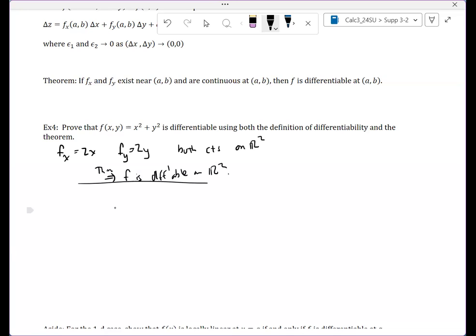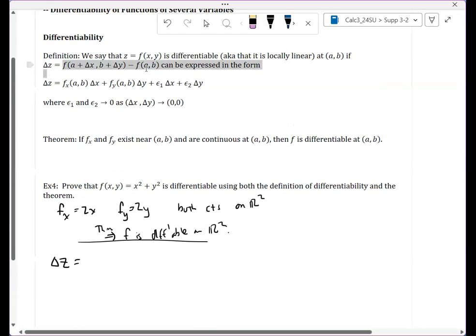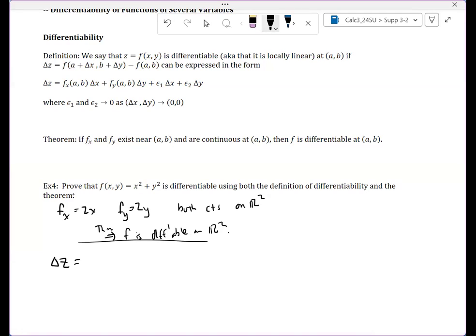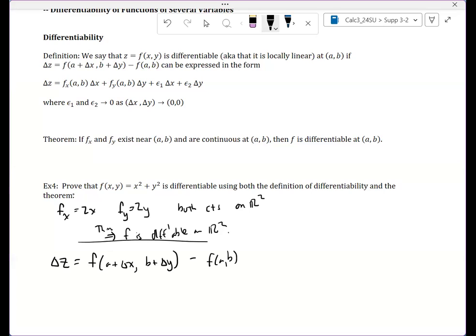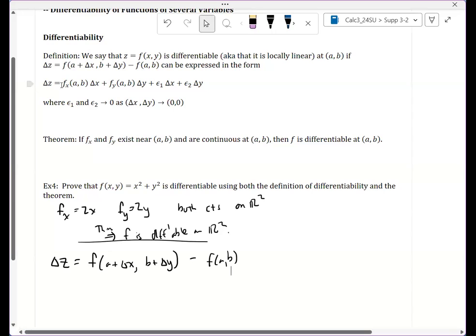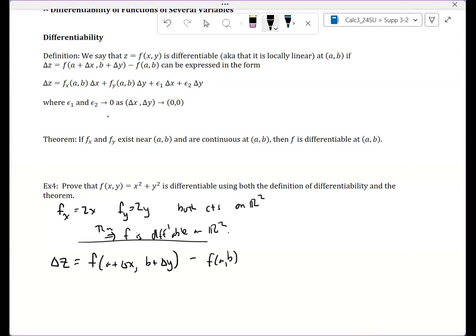So what do we need to show? We need to show that delta z equals, again up here, f of a plus delta x, b plus delta y, minus f of a b. We need to rewrite this as this little increment from the linear approximation formula plus some other stuff and show that that stuff satisfies these criteria, epsilon 1 and epsilon 2 going to 0 as (delta x, delta y) goes to (0, 0).